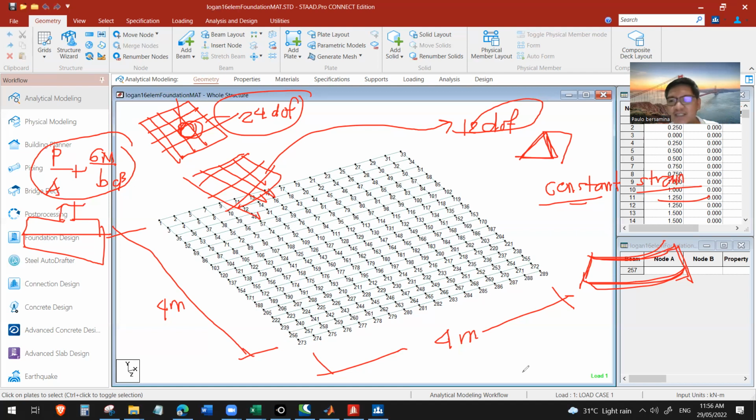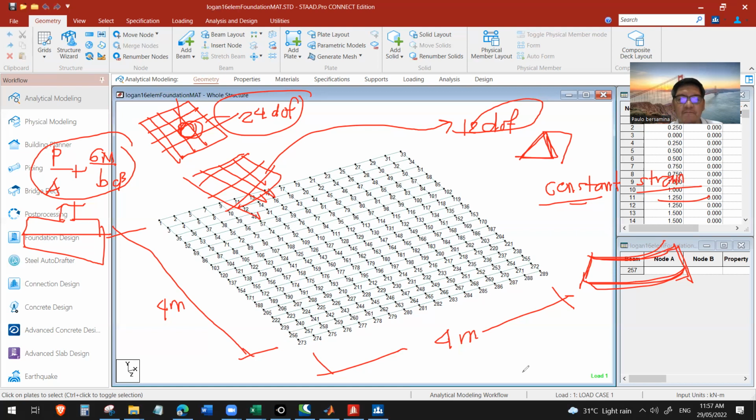So ganun din yung practice namin when I was in a consulting firm, na syempre yung boss ko, i-manual check muna or they will ask me to perform manual calculation first, bago mo i-model. Kasi FEM is just a checking na lang ng supposedly manual calculation mo. Okay? That's the idea.